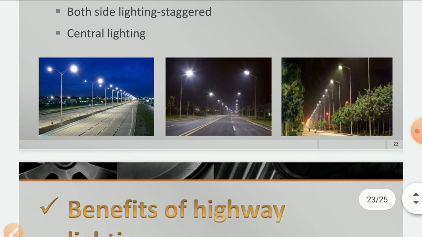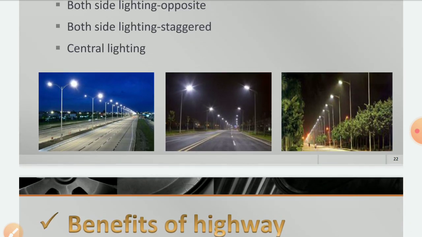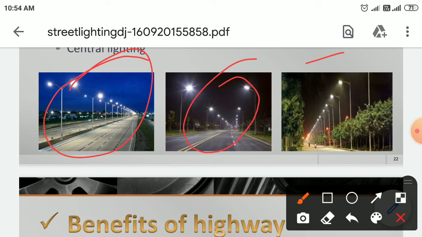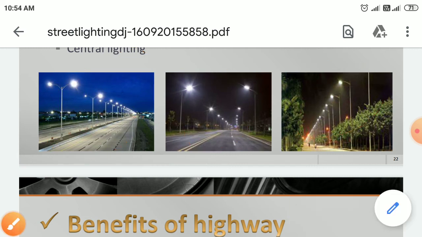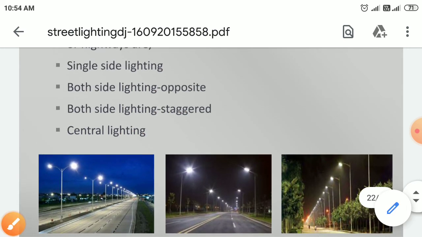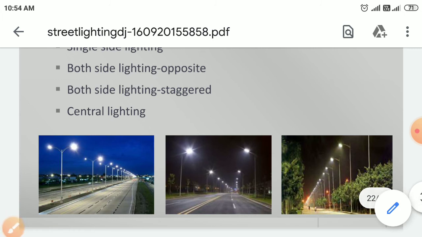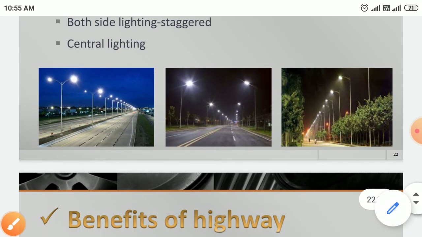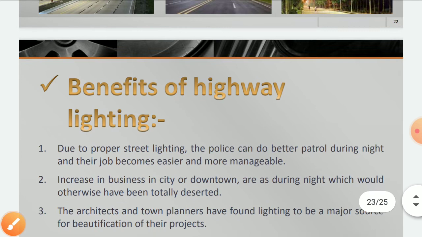So you can see here, this is a single side lighting. Both side lighting opposite, that means this is both side lighting opposite. Both side lighting staggered. Okay, center lighting, this is also called center lighting. So these are the different lighting schemes which are used.